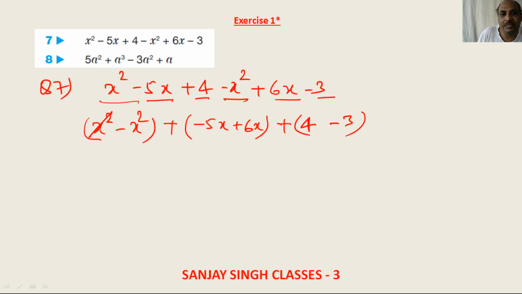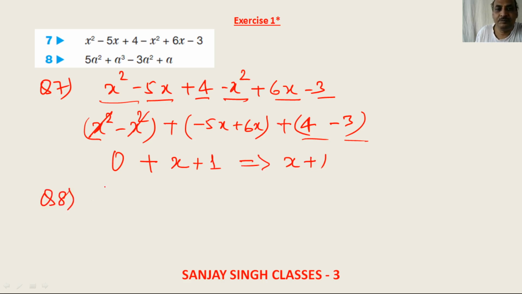x square minus x square has given you 0, plus here minus 5x plus 6x. So one is positive, one is negative, subtraction will be there. 6 minus 5 is equal to 1. x is there, so it will be only x. What will be the sign? Sign will be positive. Why? Because 6 is the bigger number having positive sign. So plus x. Here 4 minus 3 will give us 1. So x plus 1. So the answer will come as x plus 1.